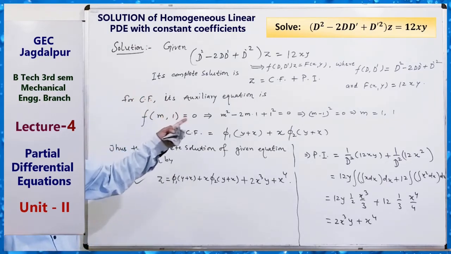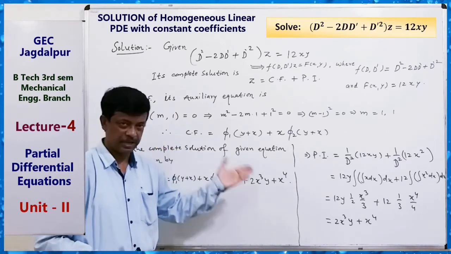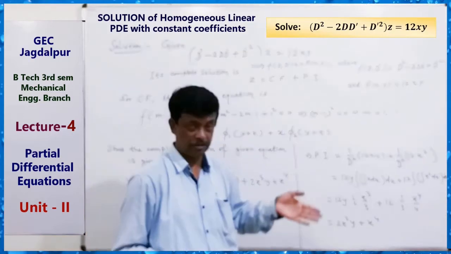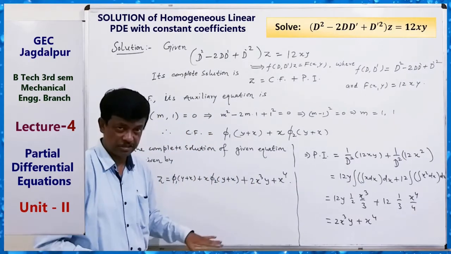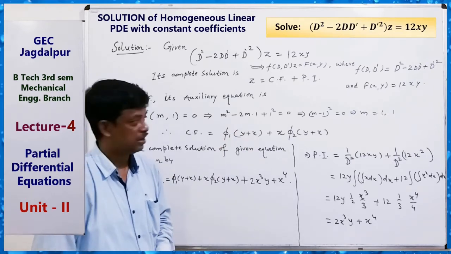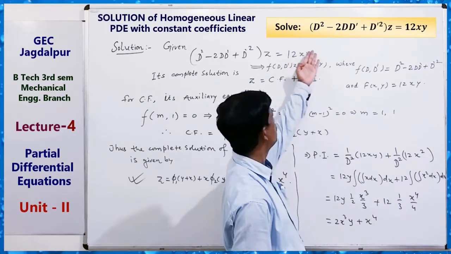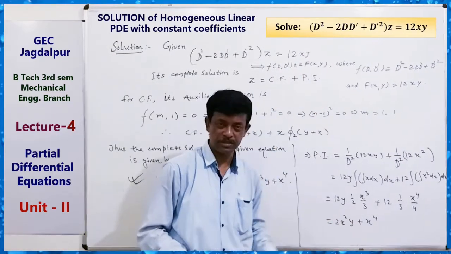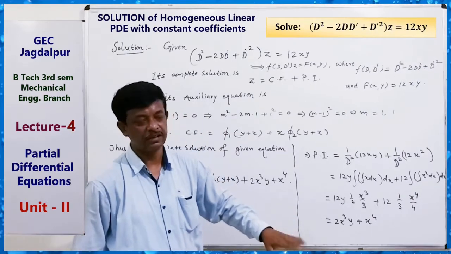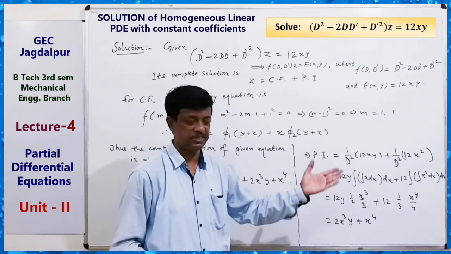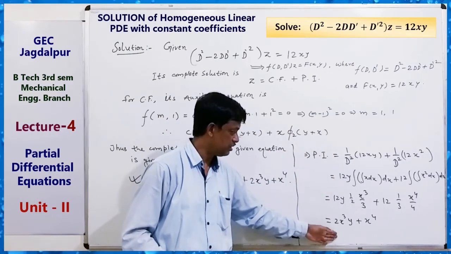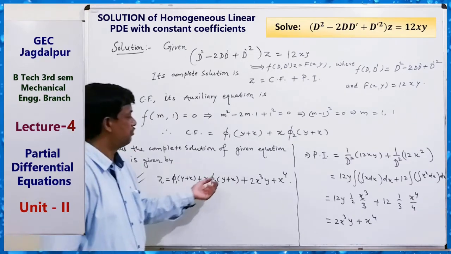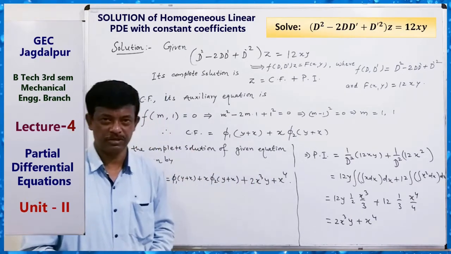Finding CF first and then PI. So remember, how can we find PI? There are three formulas I have already discussed. Here the binomial theorem is used when the right hand side is in terms of x to the power m, y to the power n. So we expand this by binomial expansion and then operate on the function, and we have to integrate, differentiate, etc. and finally we get PI. Now just write the complete solution as z equals CF plus PI. This is our complete solution. Okay.